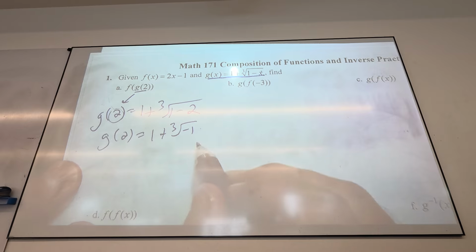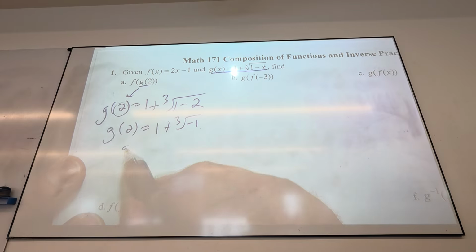You don't have to write everything at once. I'm going to take g of 2 by itself, and I'm going to figure out what it is. So here's the g function. I'm going to take 2, and I'm going to shove it in here. So how do I do this? What's 1 minus 2? Negative 1, right? And what's the cube root of negative 1? Negative 1. And what's 1 plus negative 1? 0.